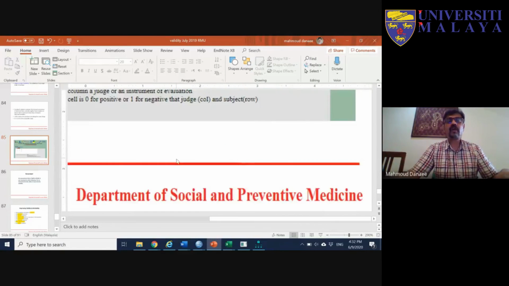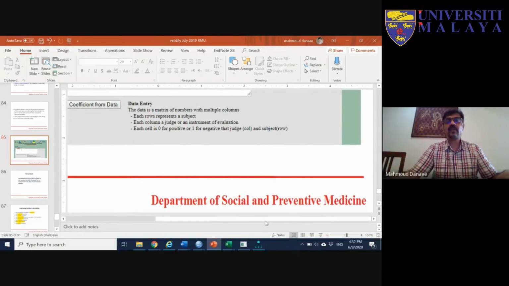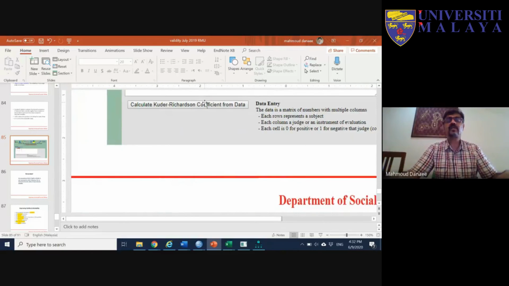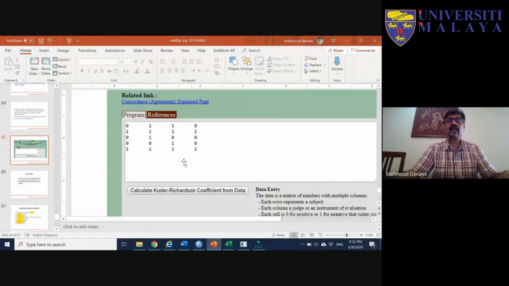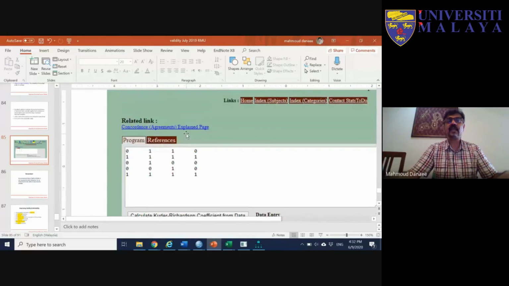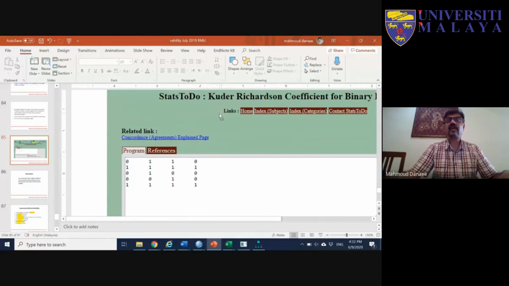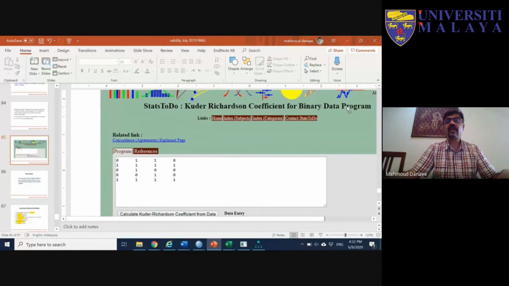KR20. We call it KR20 or Kuder-Richardson coefficient. So of course the SPSS has no this option. Again, if you have binary data and you want to measure the reliability coefficient for the binary items, please report the Kuder-Richardson coefficient through the Stata to do.